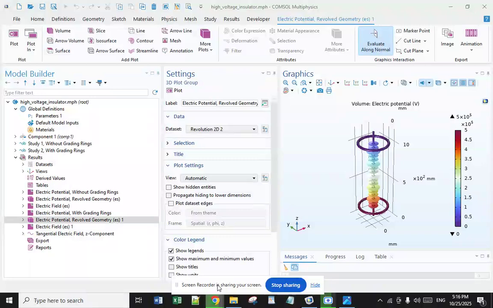And the important things about high voltage insulator. What is a high voltage insulator? A high voltage insulator is a device used to isolate the electrical conductors from the tower and ground in high voltage electrical power transmission and distribution systems.